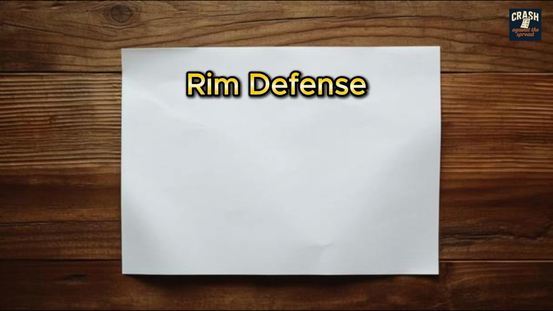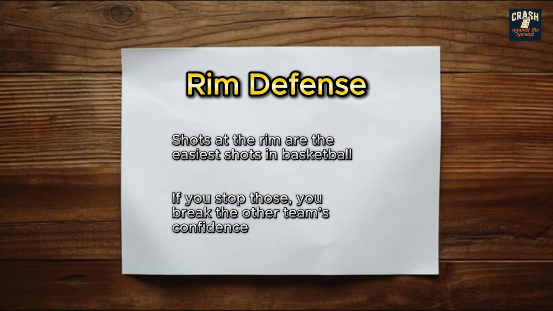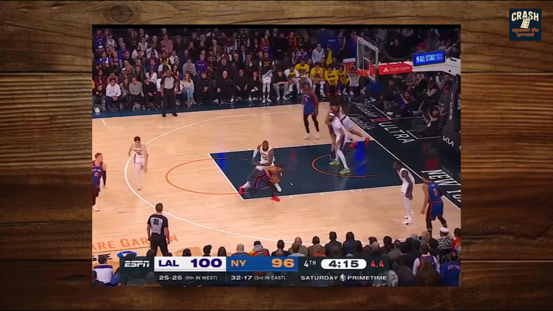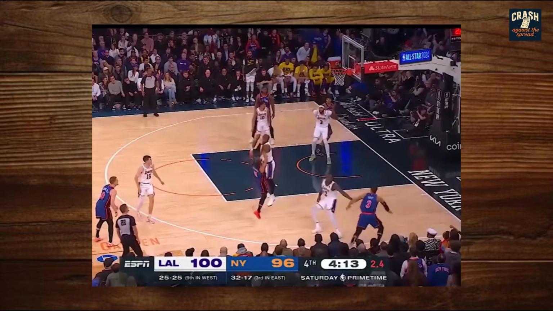Rim defense metrics. Why it matters: shots at the rim are the easiest shots in basketball. If you stop those, you break the other team's confidence. These stats show how often shots at the basket miss, how many shots get blocked, how many shots get challenged.